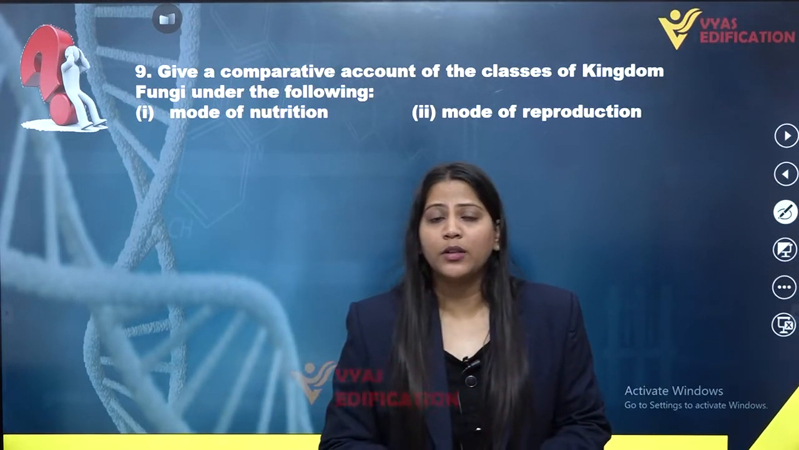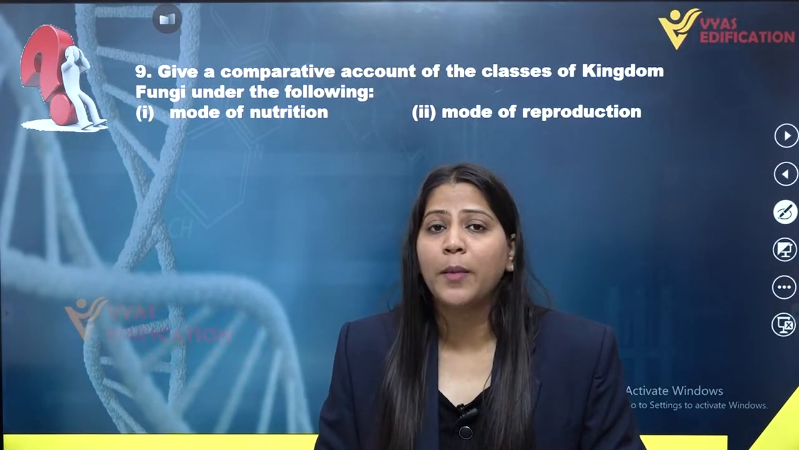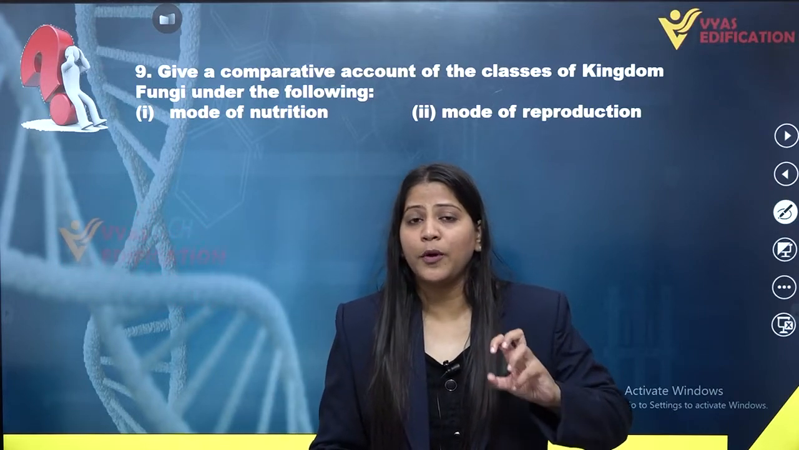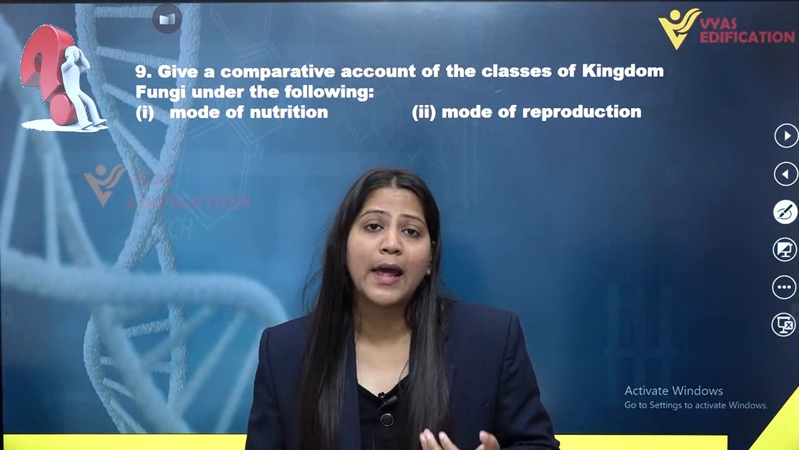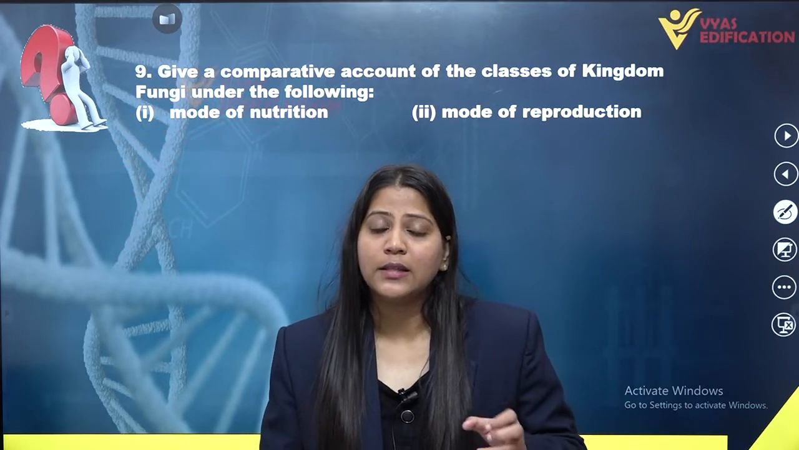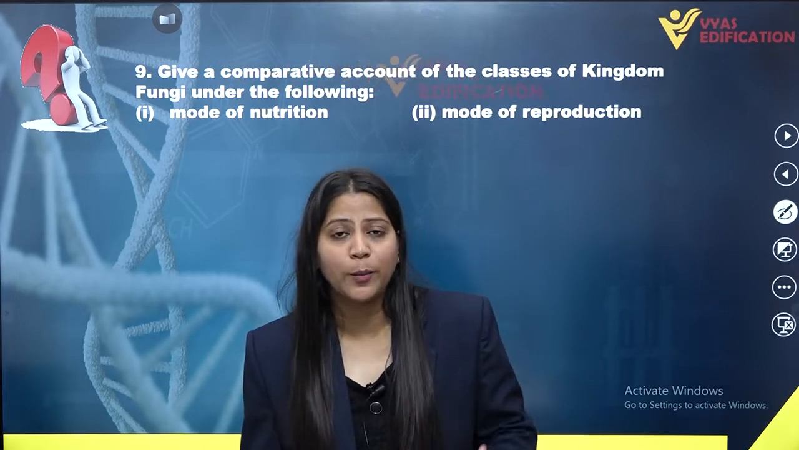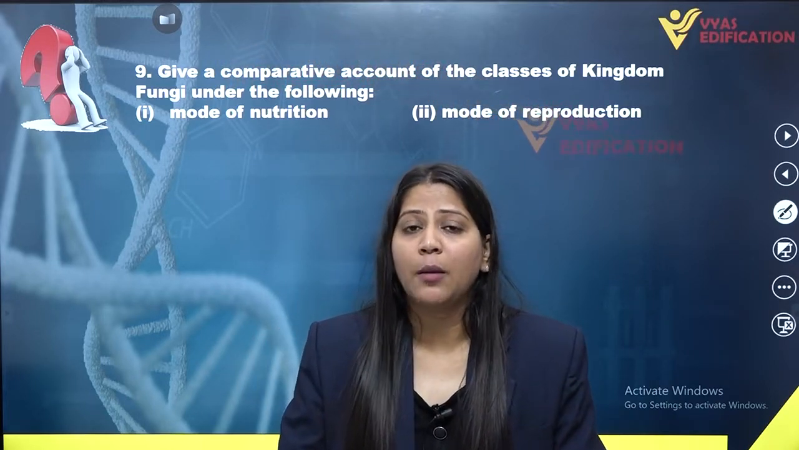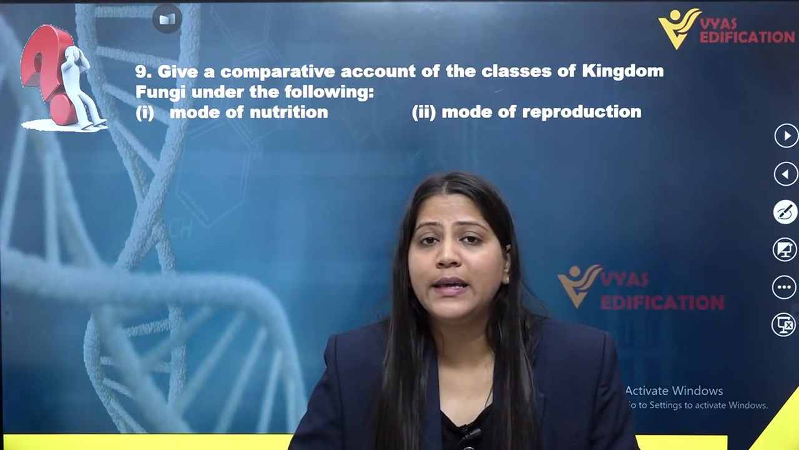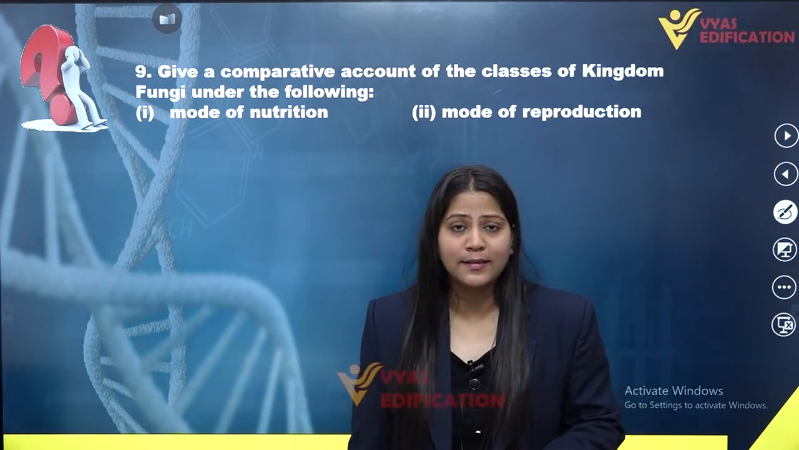First, if we talk about the first class of kingdom fungi, that is Phycomycetes. This group of fungi, Phycomycetes, includes organisms like Rhizopus, Albugo, etc. These Rhizopus and Albugo are examples of Phycomycetes. If we talk about the mode of nutrition in them, they are obligate parasites. They are obligate parasites on plants.